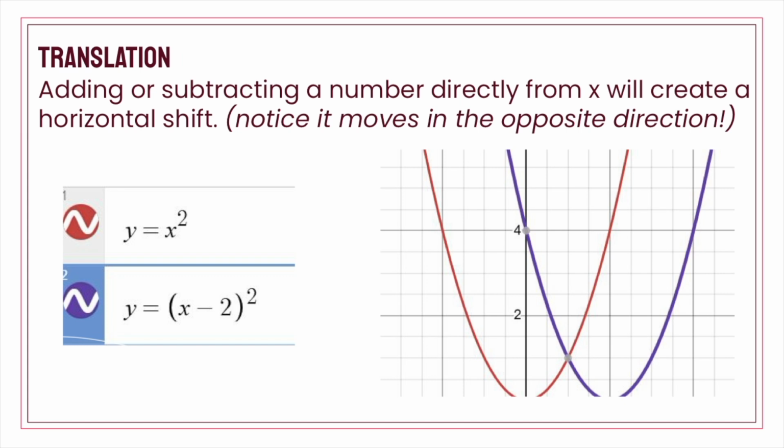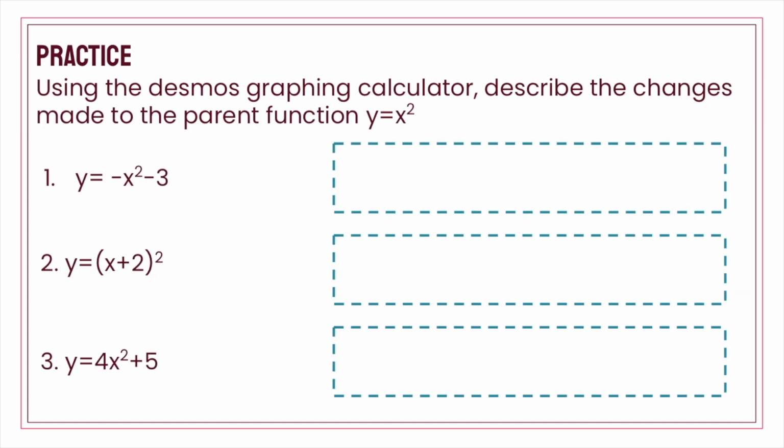Now let's try some practice on our own. So here we've got some practice problems. It says, using the Desmos graphing calculator, describe the changes made to the parent function, y equals x squared. So the first one, we can type each of these in our Desmos calculator, but hopefully we can remember the rules. So I can see that I've made a negative x squared there and a negative 3.